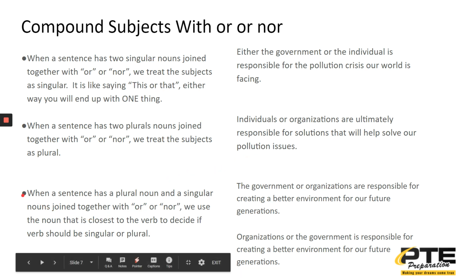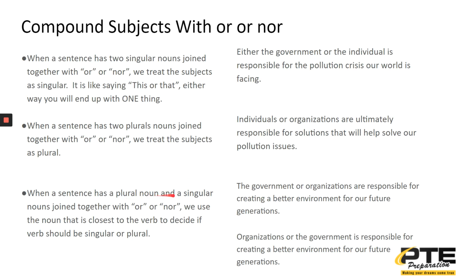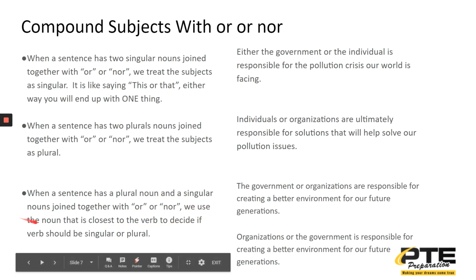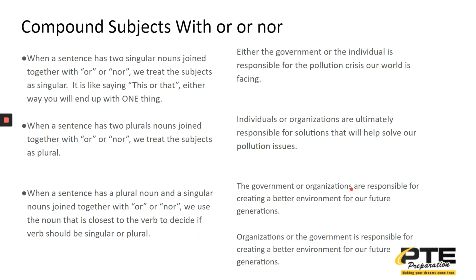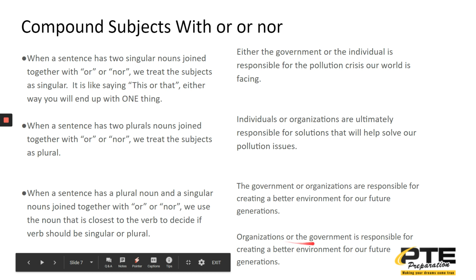Now, this is the tricky part. When a sentence has a plural noun and a singular noun joined together with or or nor, we use the noun that is closest to the verb, so your second noun, to decide if the verb should be singular or plural. The government or organizations are responsible, and I use the word are because organizations is plural and it has an S. Organizations or the government is responsible. In this case, the government is considered singular, so I use the verb is.